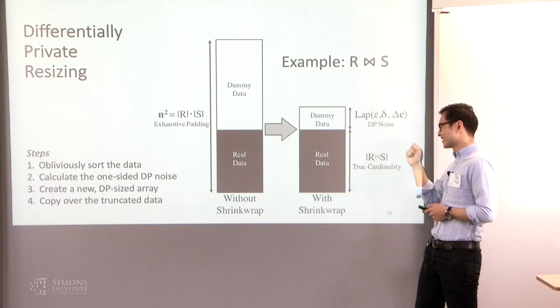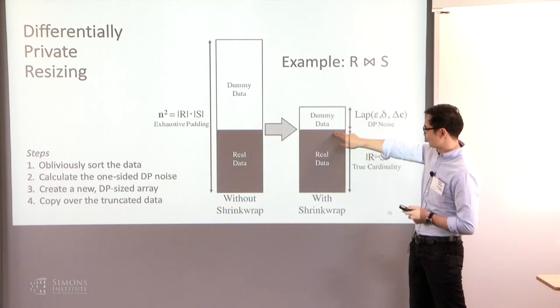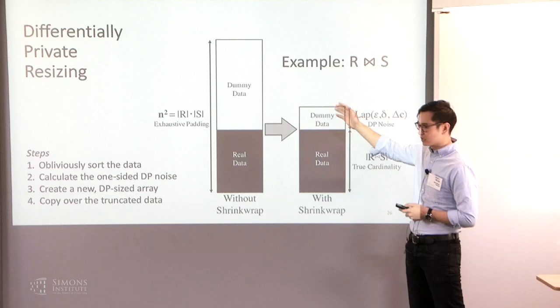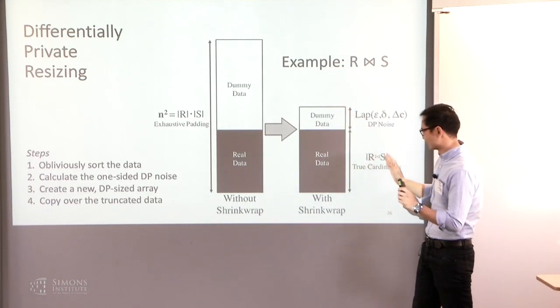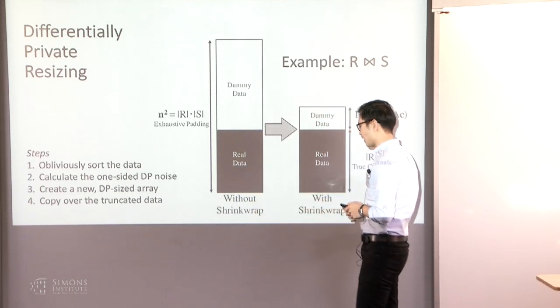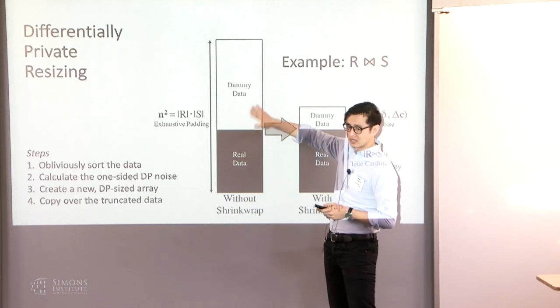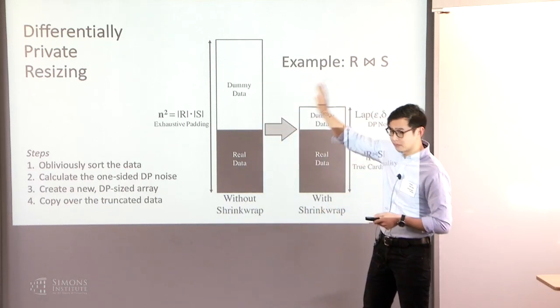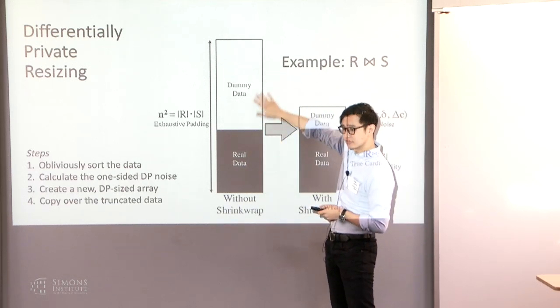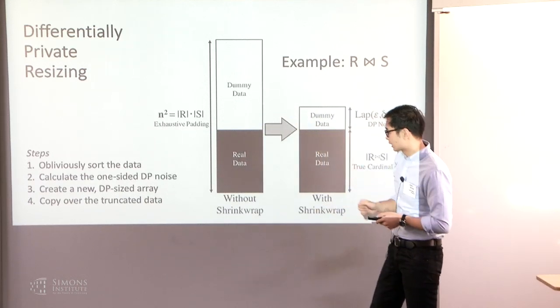We used a truncated Laplace, so we have one-sided noise because we didn't want to eliminate any of the tuples. So it's only positive noise. With high probability, we don't drop any tuples. The actual algorithm is: we have all this data, real data and dummy data mixed together. First we obliviously sort it so it looks like this, nice real data on one side of the array, dummy data at the end.